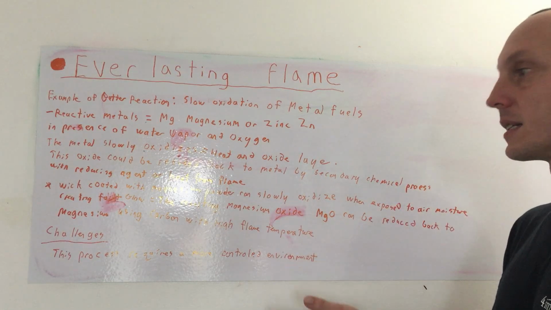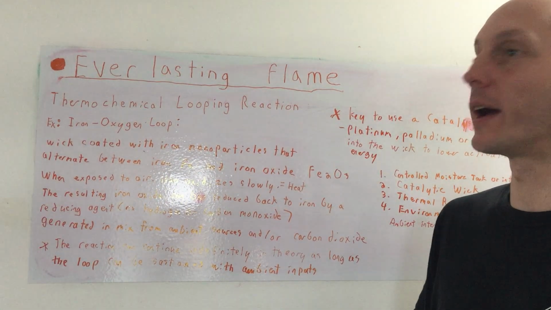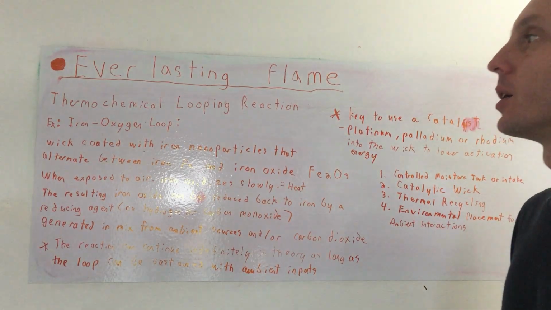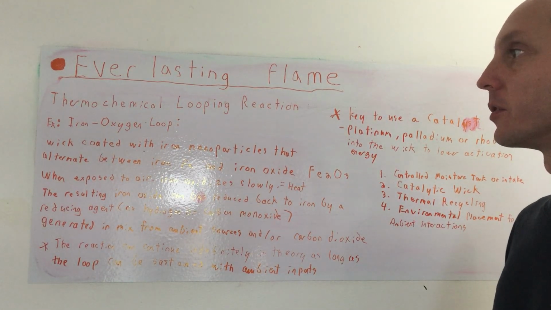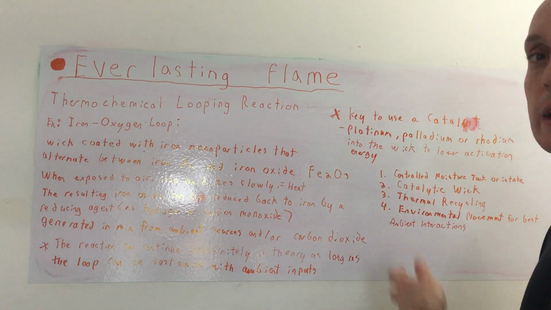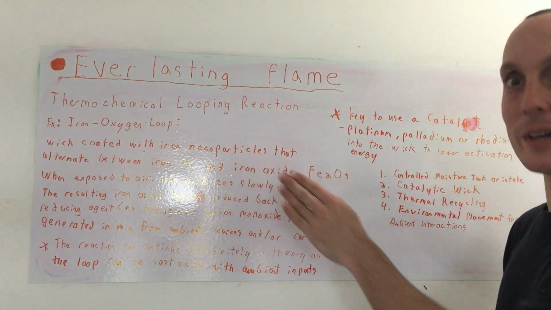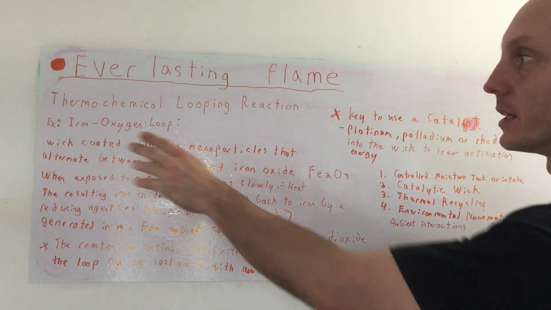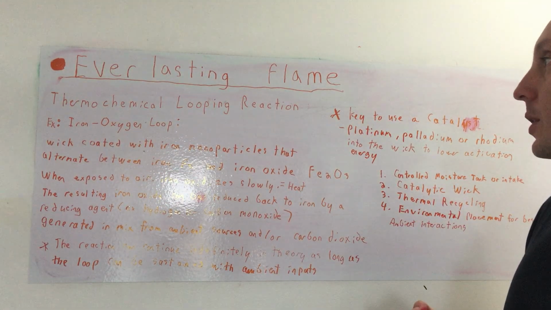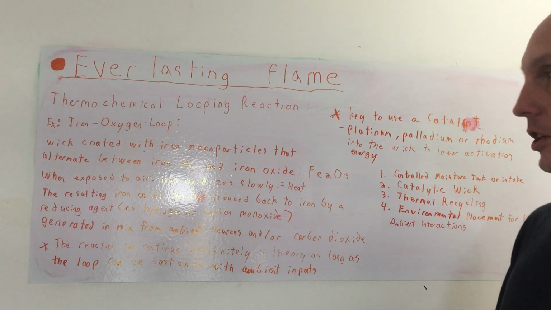So next example. All right, keeping the best for last, the grand finale one. Here, the one that everyone is looking for, which I was trying to build to because I needed to explain the other interactions first. But the one that everyone is really looking for here is the thermochemical looping reaction. So example, iron-oxygen loop.